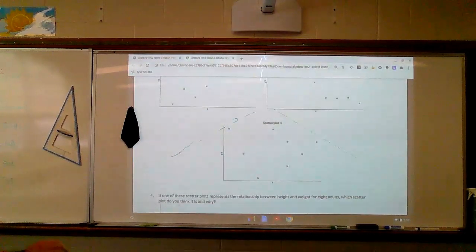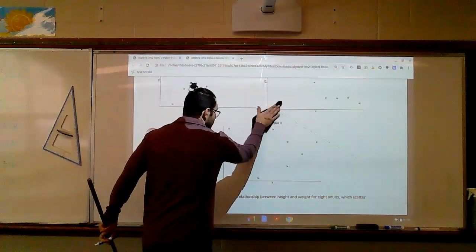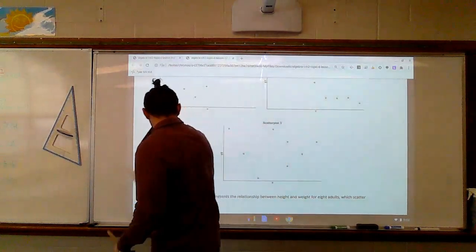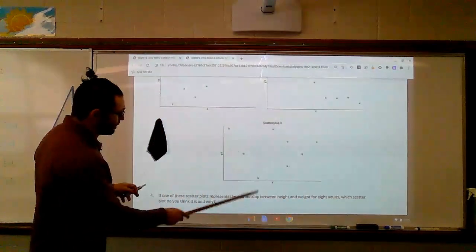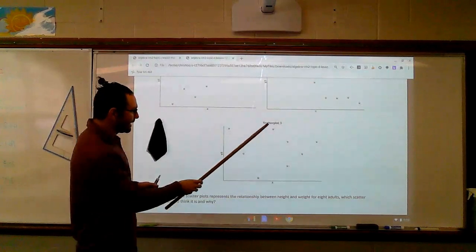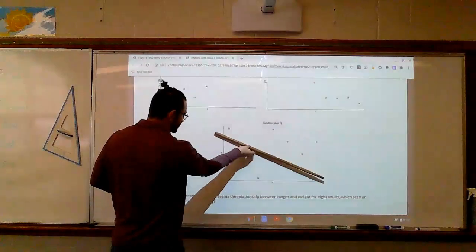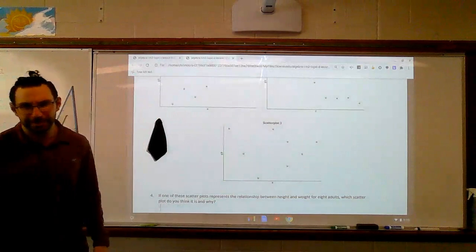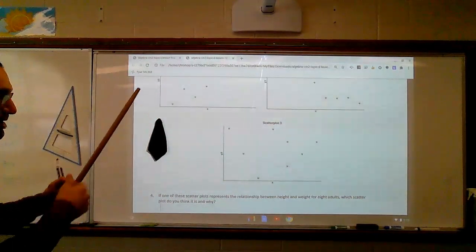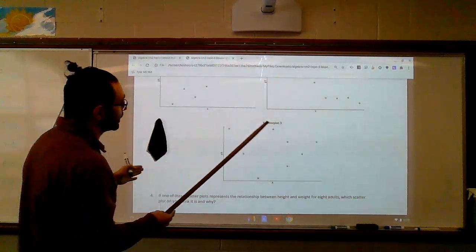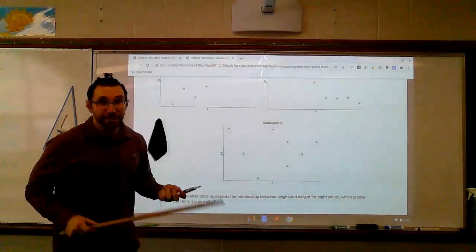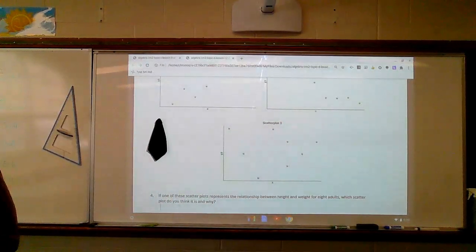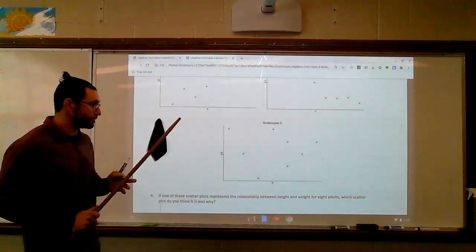As we look at scatter plot 3, this is all over the place. I can't make a line that's going to get all of this. If we just have it scattered and there is no correlation happening, we say there's no correlation. It's not positive, it's not negative. We don't know. There is no correlation.